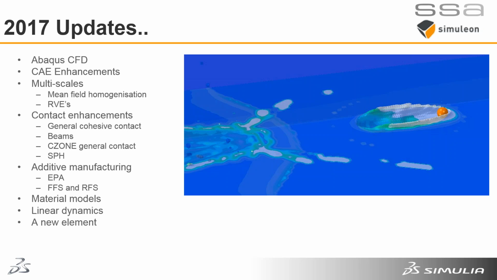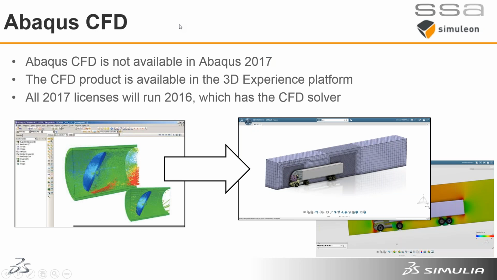Then, as is usual in these scenarios, a little bit on material models. There are some new material models that have been developed and are released, something on linear dynamics, and then a new element that has been added to the somewhat extensive family of Abaqus elements. So that's essentially the core subject matter, and hopefully we'll find things that are useful to everybody out there.